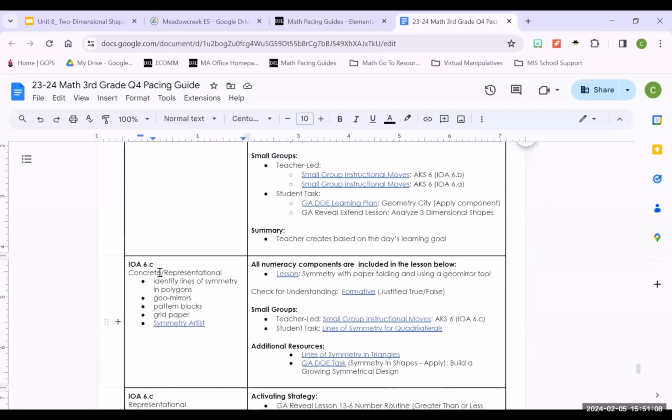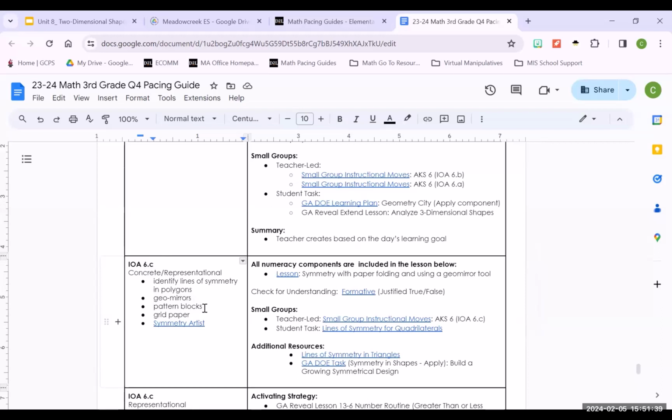Our last IOA is 6C. This requires students to identify lines of symmetry and polygons. The manipulatives you will need throughout this unit are found in your math kit. Specifically for IOA 6C, your students will use the Geo-Mirrors, pattern blocks, as well as the geometric shapes they use when working with two-dimensional figures.